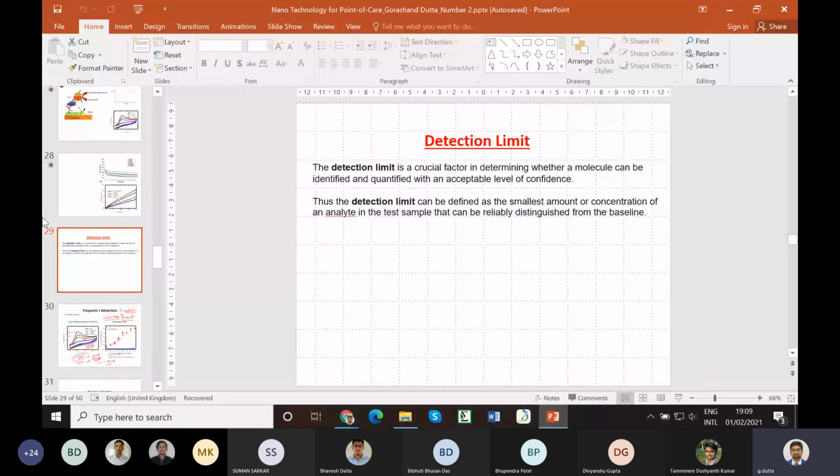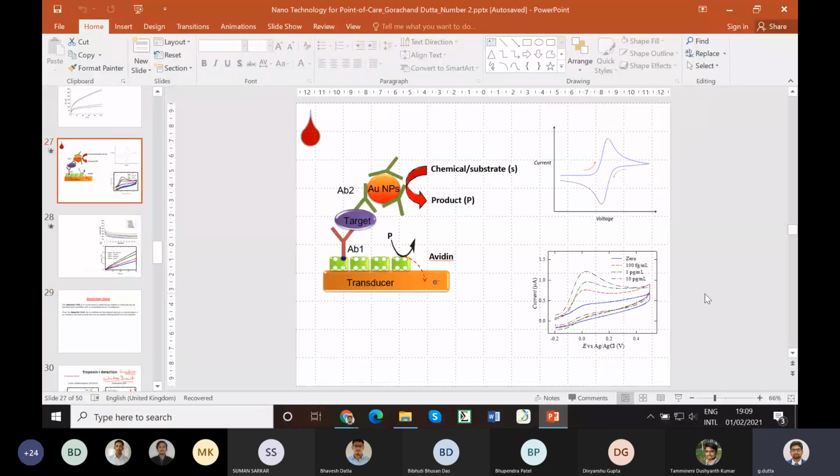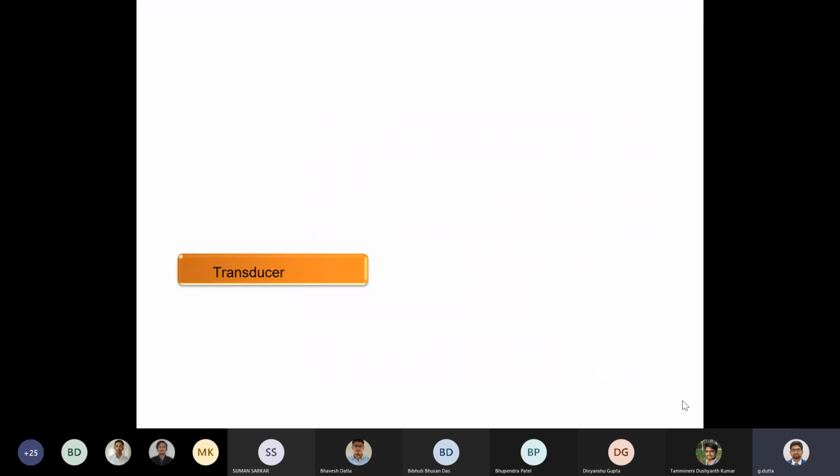So first, let's start from this slide. You can see here that at first we are designing a biosensor. As I mentioned, in the exam I will also ask you to design a biosensor. So in this case, how will we design it? First you have to choose a transducer, I mean the material of the electrode.